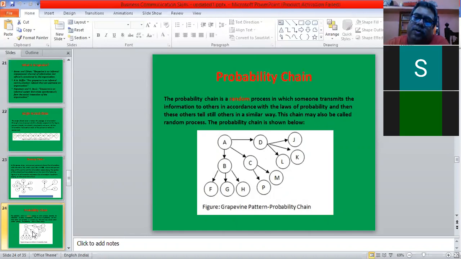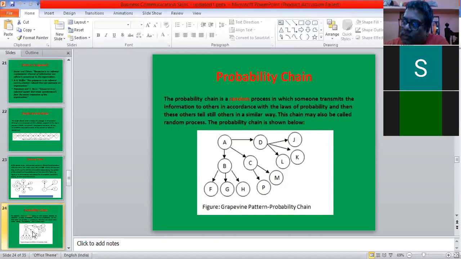You just need to transmit the message, period. So it has to be done randomly as per the probability chain. So here, obviously the target or the goal of the people behind grapevine is to ensure that the information reaches out to as many people as possible. So they are not very interested about to whom it reaches. Their goal will be achieved by numbers, quantum.